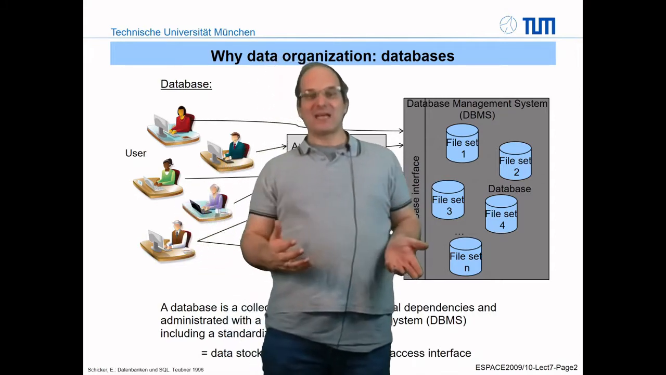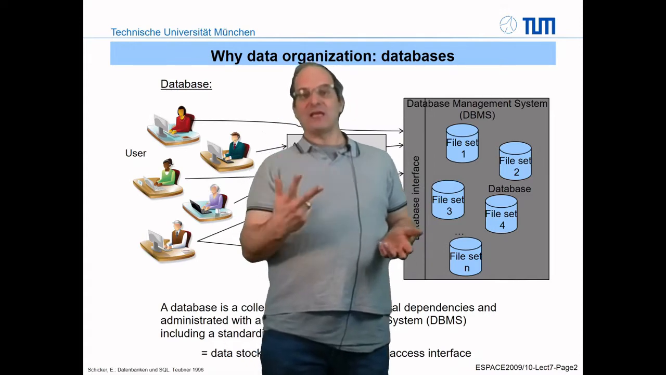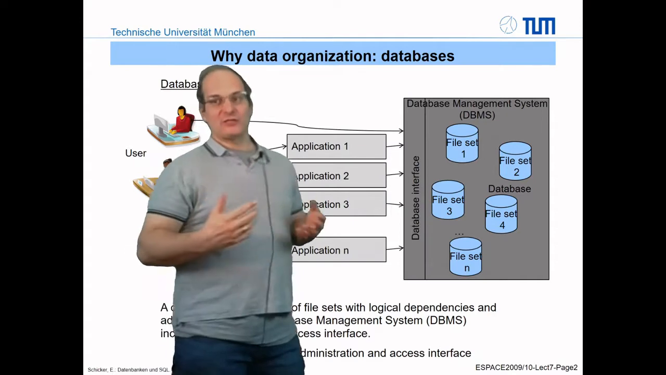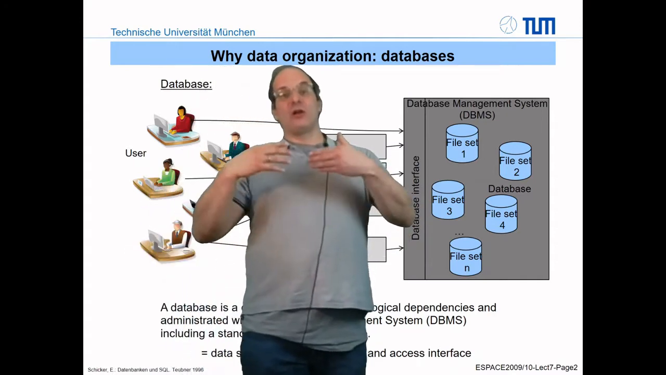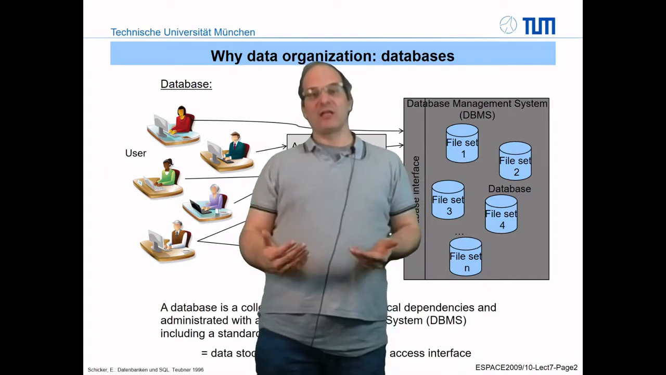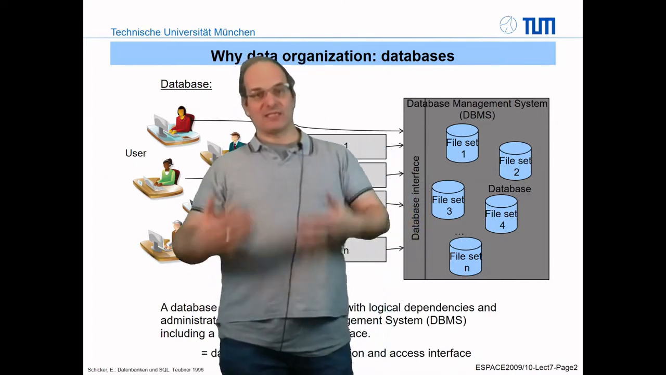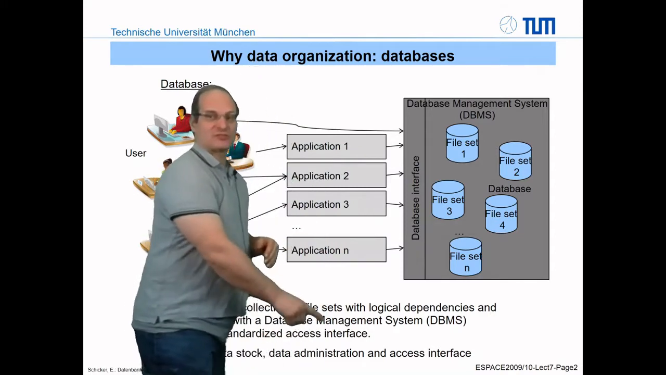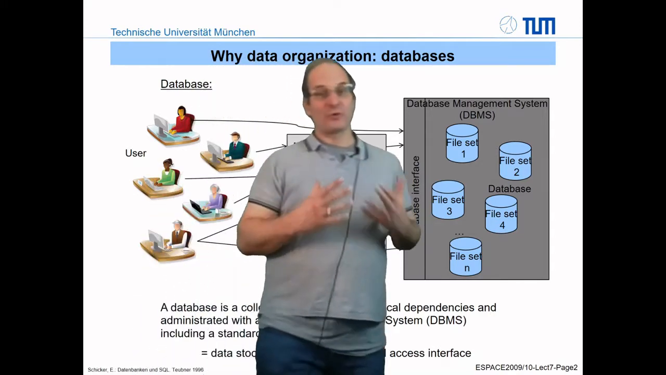So what is a database? A database has three elements. You find them here. You have a data stock, data which are logically dependent, you have an administration possibility, and you have an interface, a standardized interface. These three things, data stock, administration, and interface, are the most important things for databases.